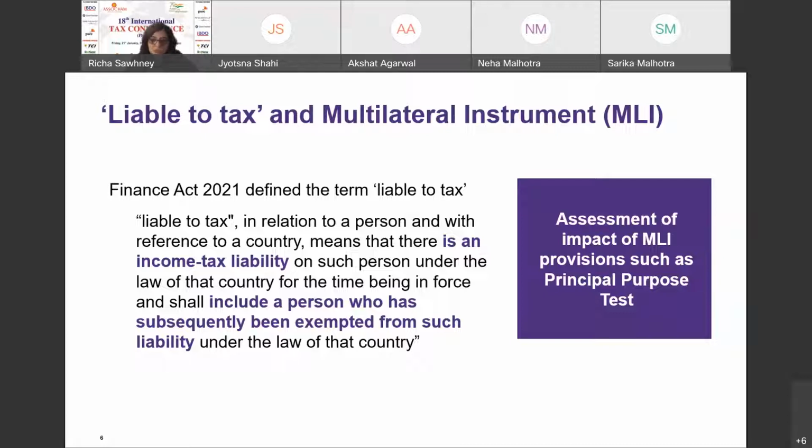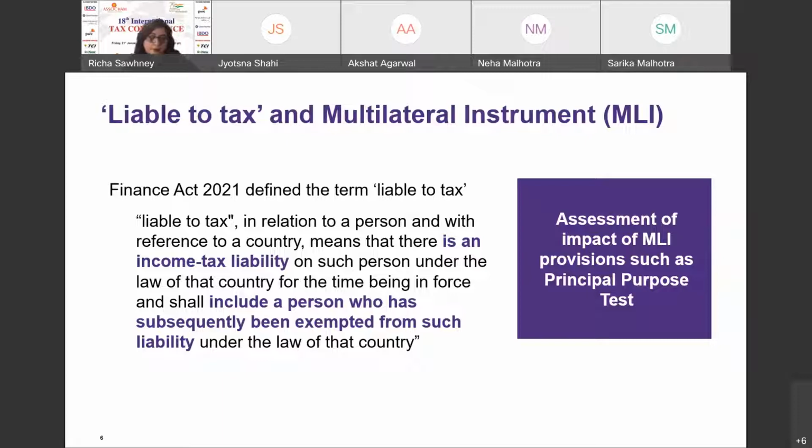One of the key provisions here is the PPT provision, or the principal purpose test provision, under which the treaty benefit can be denied if obtaining such benefit was one of the principal purposes of the arrangement. Given that this PPT is a relatively new anti-abuse provision, the scope and impact is untested. So this is something that any person making a remittance has to factor in.